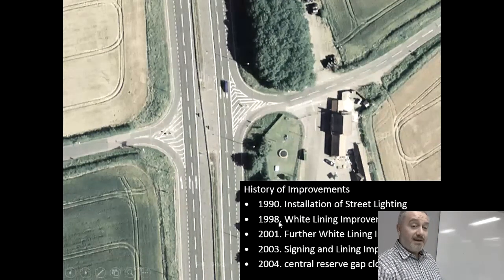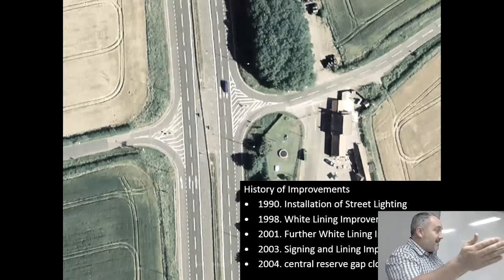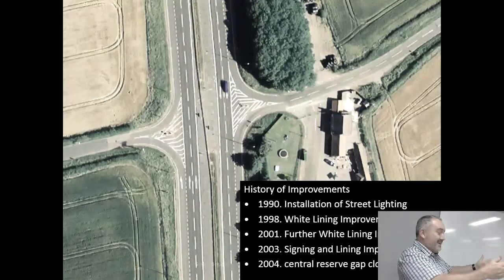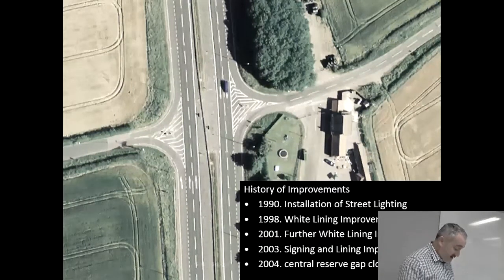In 1998, they adjusted the lines. The whole point of that was to try and direct the traffic away from the hidden spots, but it wasn't working. They did more signing, more line improvements. And in the end, they closed the reservation to stop people from crossing over, and that became permanent in the end after about 18 months.